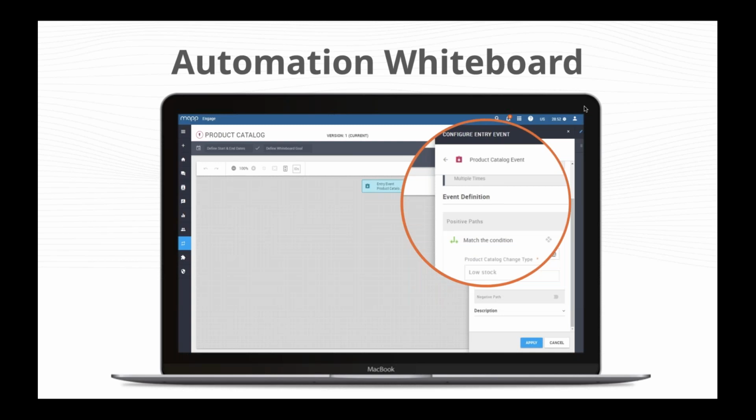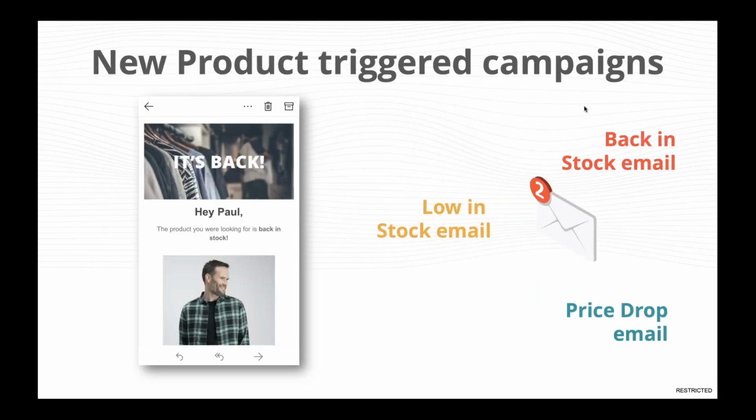Yes, let me do that, Rick. Within the automation whiteboard in Mapp Cloud, you can define activities based on the changes in the product catalog. For example, when the price decreases, send an email to the customer notifying them of the price drop. As you will see on the next slide, you can also do the same for back in stock emails and low in stock emails to notify your customers at the right step in the customer journey.